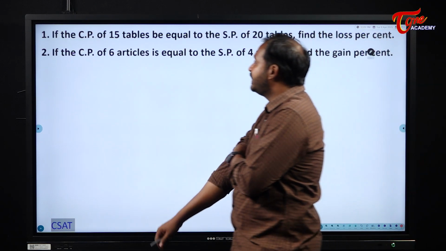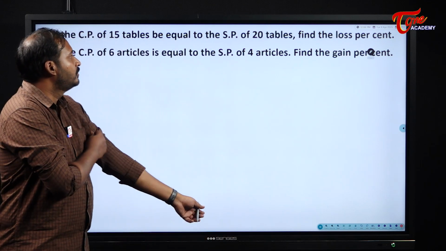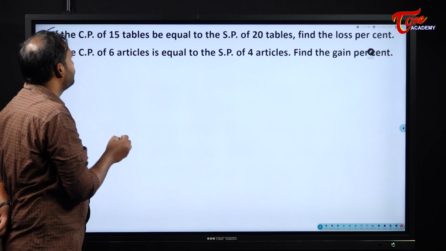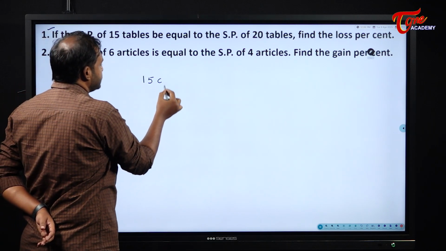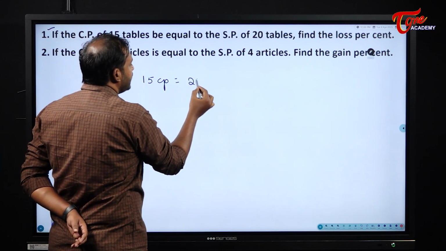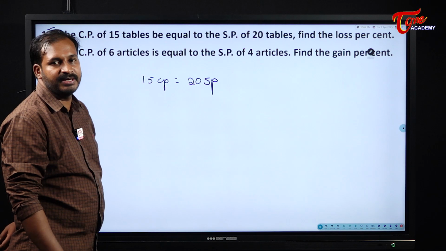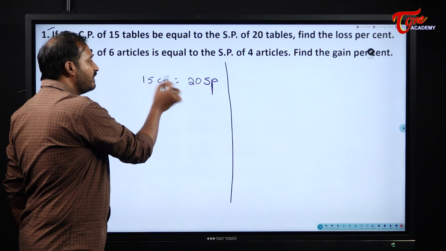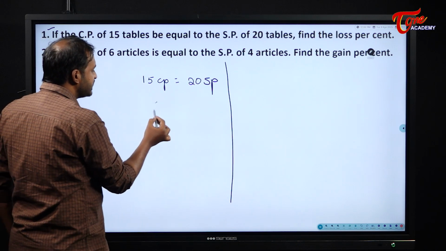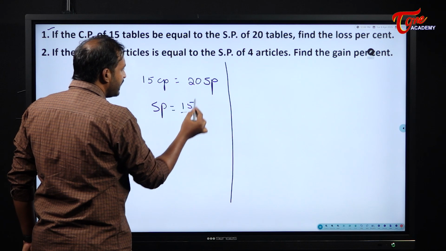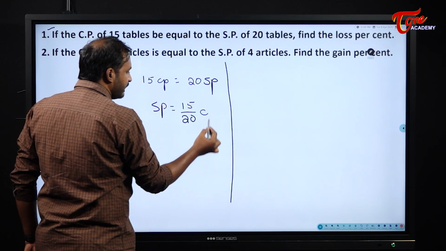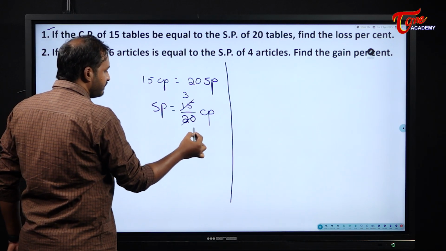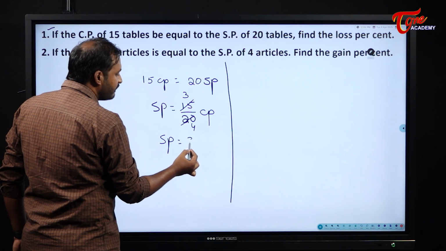If the cost price of 15 tables is equal to the selling price of 20 tables, find the loss percentage. From the first statement, what can I tell? 15 tables cost price, 15 CP is equal to 20 tables selling price. Let us assume the cost price is CP and the selling price is SP. Always write SP in terms of CP. So from this, the SP value will become 15 by 20 CP. So what happens to this one? 3 by 4 CP. So the SP value will be equal to 3 by 4 CP.